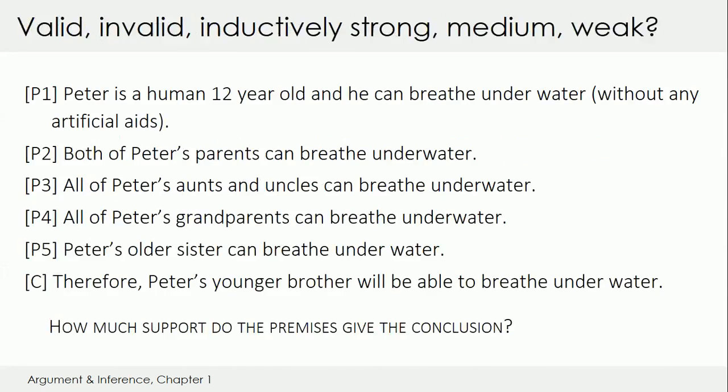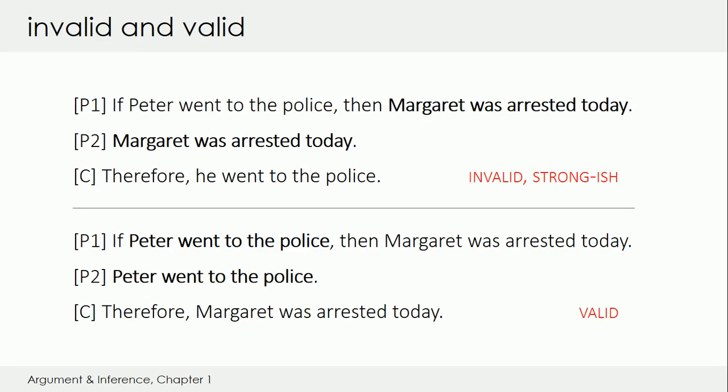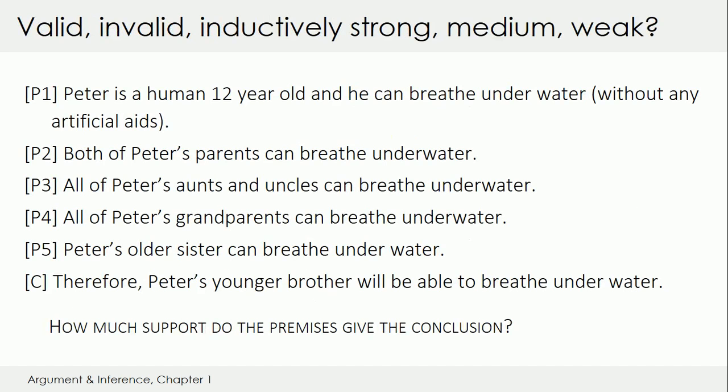Okay, let's do a few more of these. How about this one? Premise 1, Peter's a human 12-year-old and he can breathe underwater without any artificial aids. Premise 2, both of Peter's parents can breathe underwater. Premise 3, all of Peter's aunts and uncles can breathe underwater. Premise 4, all of Peter's grandparents can breathe underwater. Premise 5, Peter's older sister can breathe underwater. Therefore, we conclude Peter's younger brother will be able to breathe underwater. Is this a valid deductive argument?